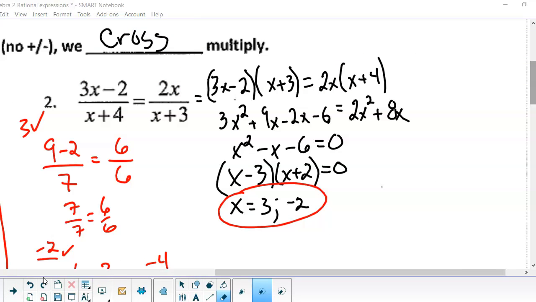Okay, so your task for the rest of the time is to work on the packet, and please complete the 3 problems that are left on this page.